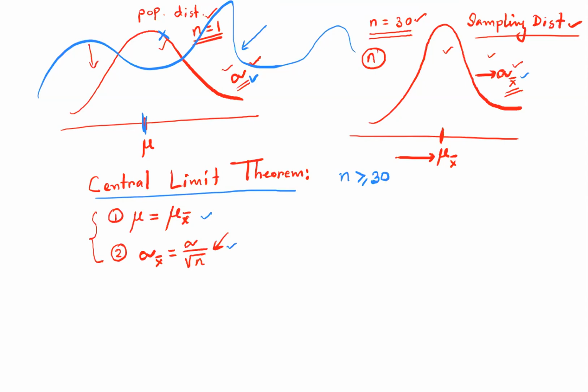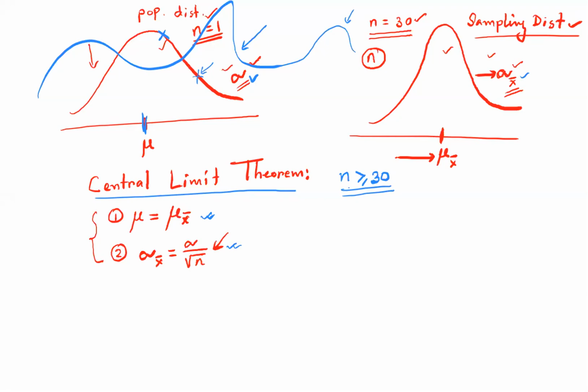If the initial distribution has a shape that is not bell-shaped or not normal, we need to make sure that our sample size is greater than or equal to 30, okay? If your sample size is not greater than or equal to 30, then these two conditions are not going to hold true for some arbitrary distribution. And this is the important part.